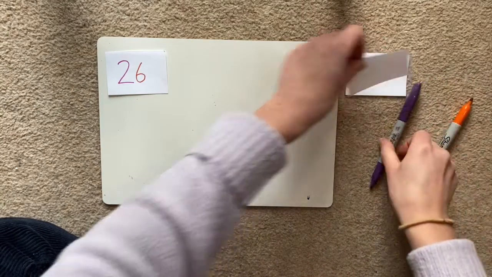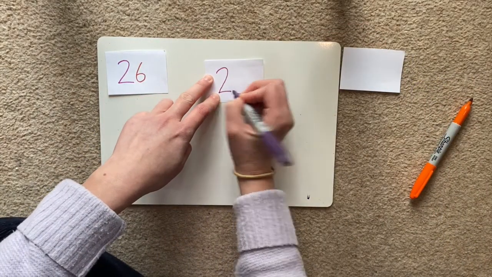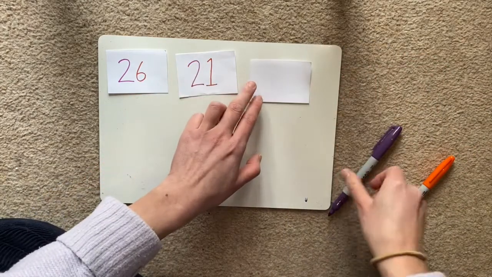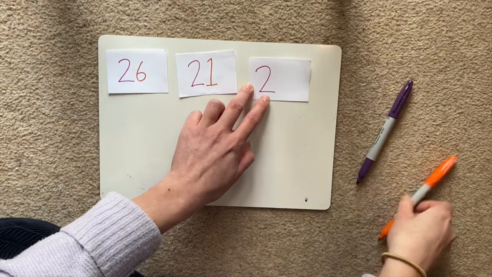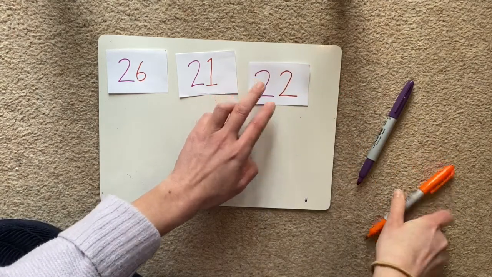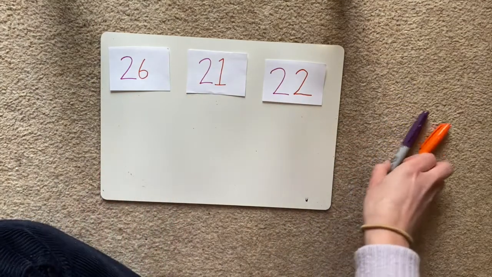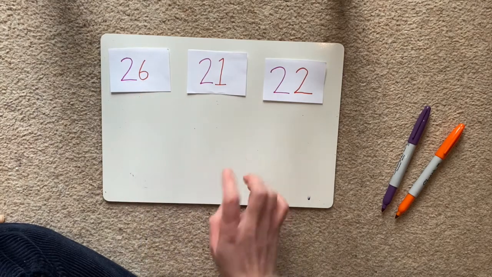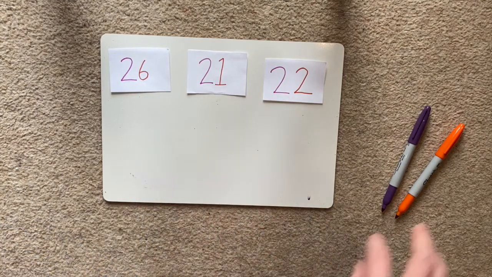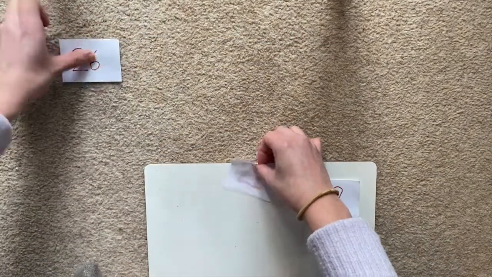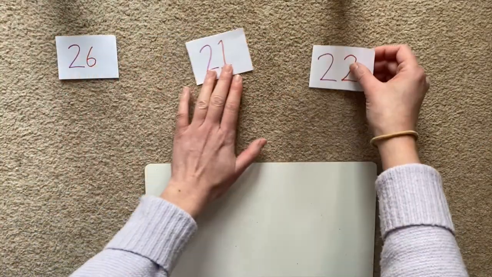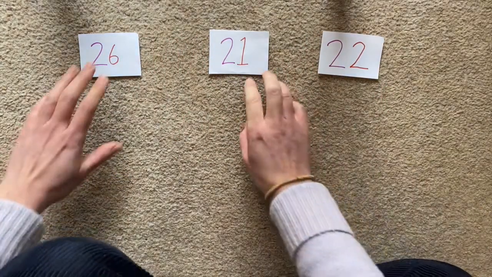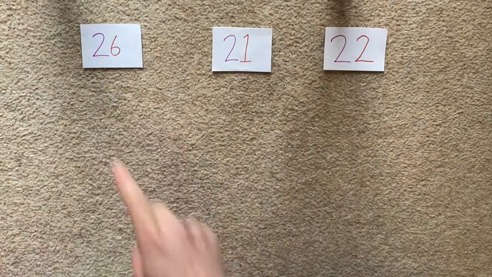The next number, 21. And the next number is 22. So you need to write these 3 numbers on your pieces of paper. So pause the video and do that, and play it again when you are ready. So we're going to put our numbers in front of us like this, and we are going to use our deans to help us. So first we are going to make 26.